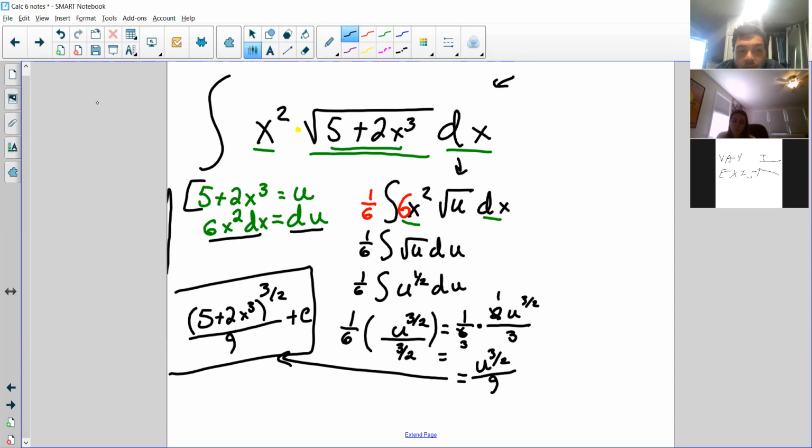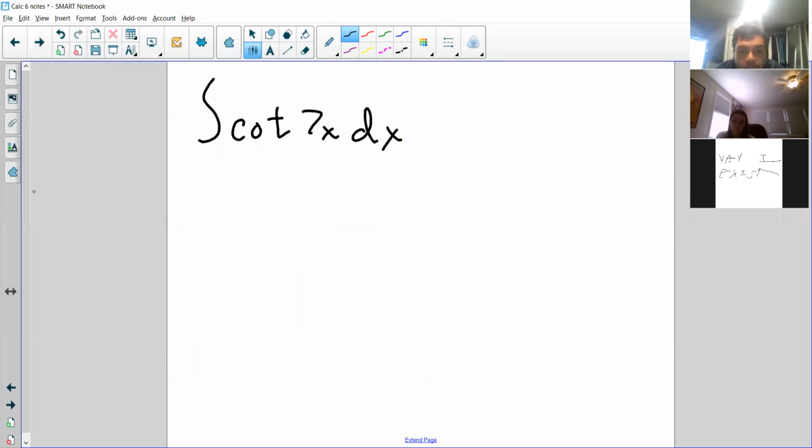Okay. We're going to do our last one for today. The integral of cotangent 7x dx.